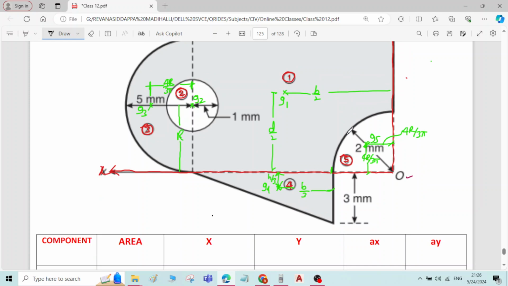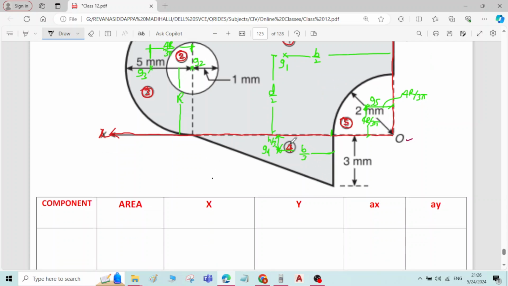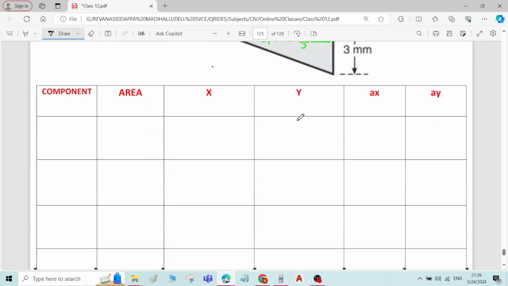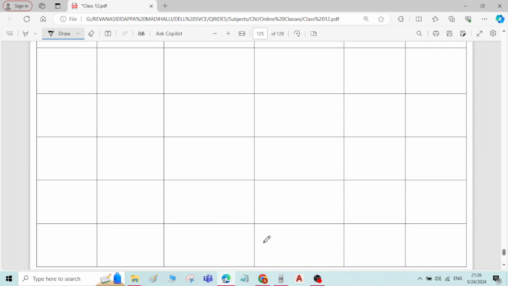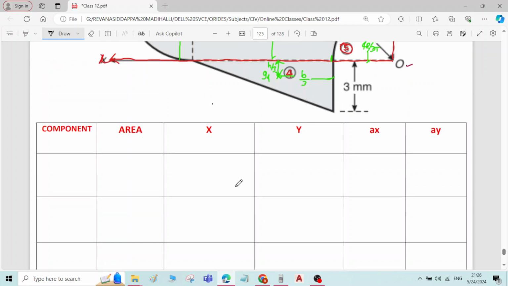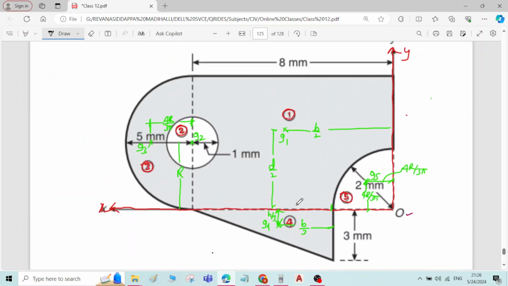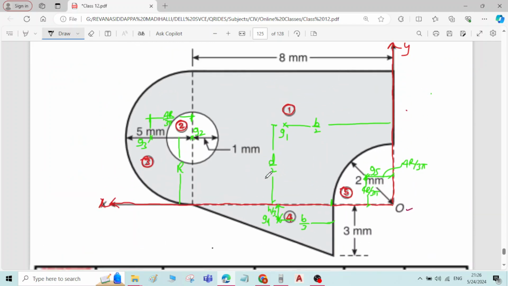And the right angle triangle is falling under the third quadrant, below the x-axis. For the right angle triangle alone, in the third quadrant both x and y are negative. While finding x and y values for the right angle triangle, we should take a negative sign for both x and y. For the remaining components, we take a negative sign for x values and a positive sign for y values. That is how this problem has to be solved.